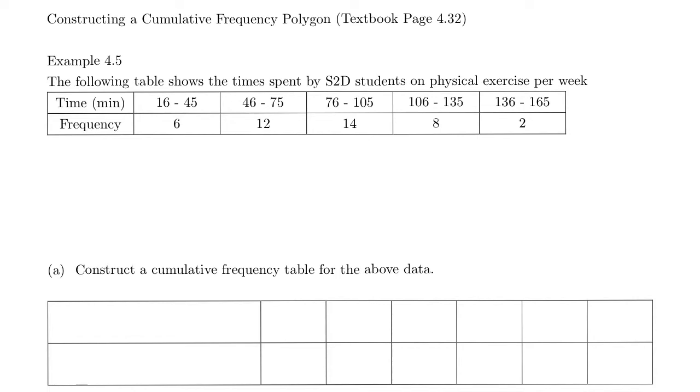So for this example, it's in your book, page 4.32. Okay, you can check your book. So the following table shows the time spent by 42 students on physical exercise per week. First of all, you have the time and then the unit. This is important, we've talked about it before. So remember, you have to consider the unit. And then the first class interval is 16 to 45 minutes, 46 to 75 minutes, and so on. So you see, all these numbers are corrected to the nearest integer.